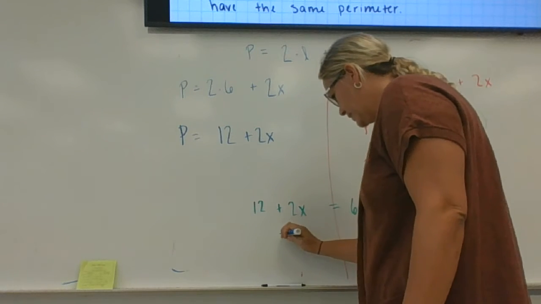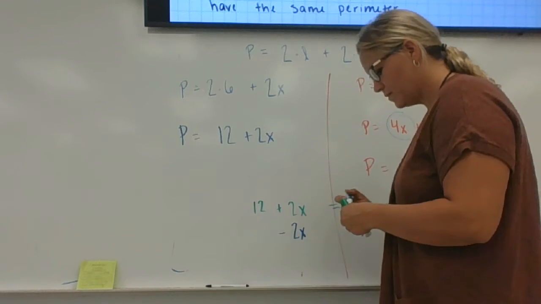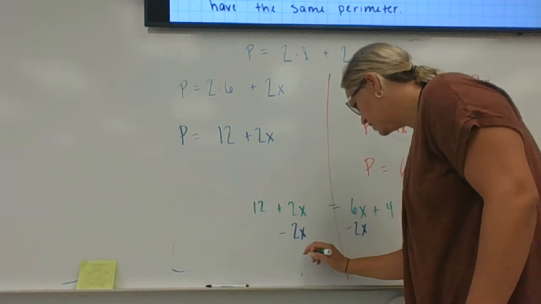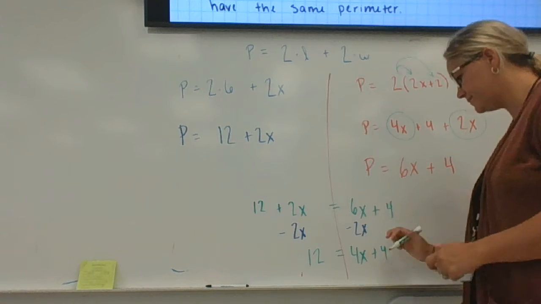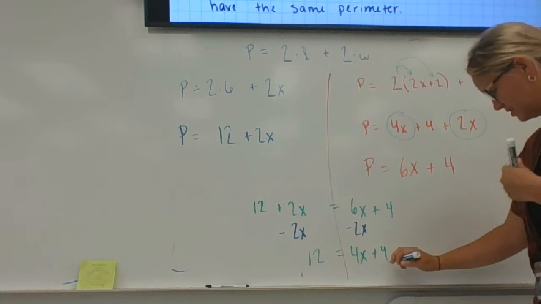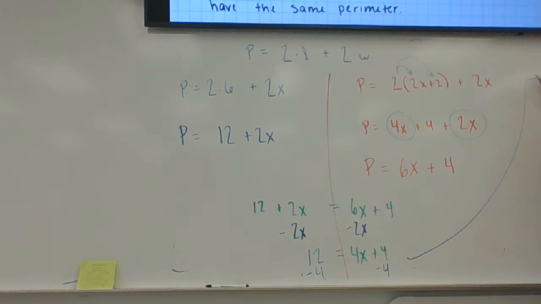Okay, I'm gonna minus 2x here. We'll show the process. I like what you're saying. I really am into it, but show the process. So 12 equals 4x plus 4. I've run out of room. So many different answers. Minus 4 from both sides. 8 equals 4x. Divide by 4 and 2 equals x.